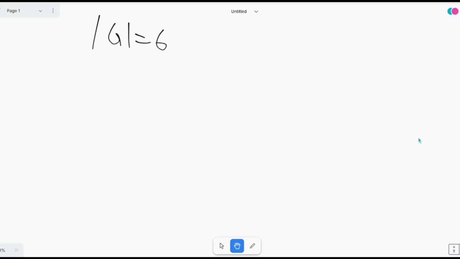Sorry, I think Discord lagged there for a second? Okay. Yes, that's right. Okay.